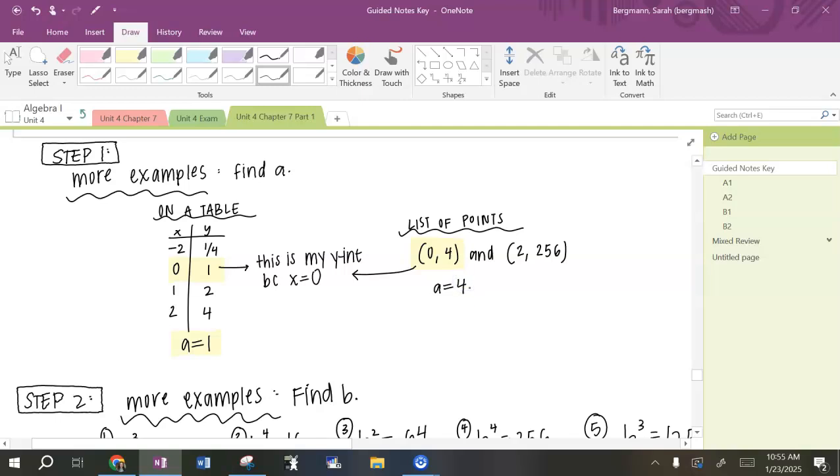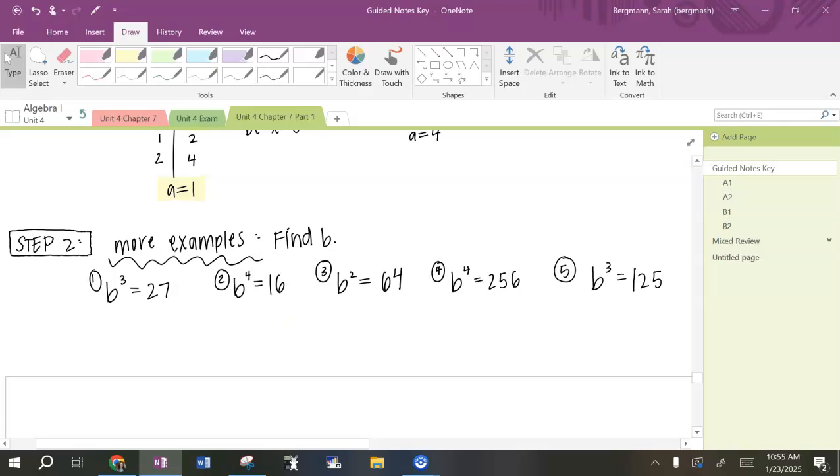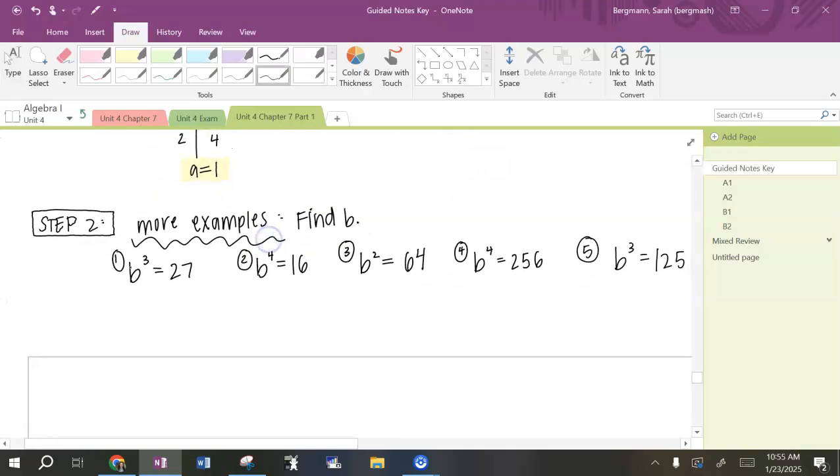Now let's do some more examples of finding b. So take a look at these 5 and see if you can figure out what the base would be. For example, the first one is asking you what base do you cube to get 27. Take a minute and see if you can try those. Pause the video if you need to. Here's the answer for the first one. That would be 3. 3 cubed gives you 27.